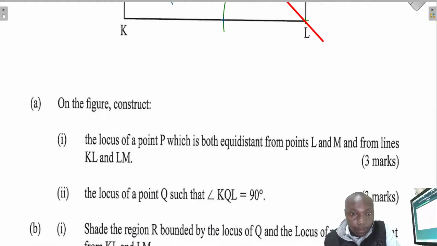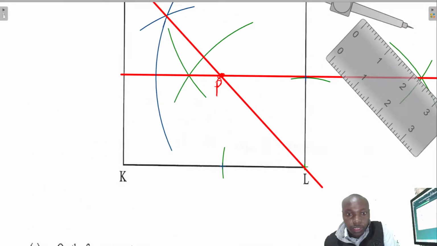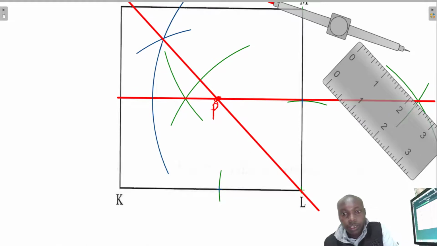The locus of a point Q such that angle KQL is equal to 90 degrees. So look at K and L, where K and L is. We need to get a certain angle KQL. Q should be above that line KL, such that the angle that will be formed will be 90 degrees.